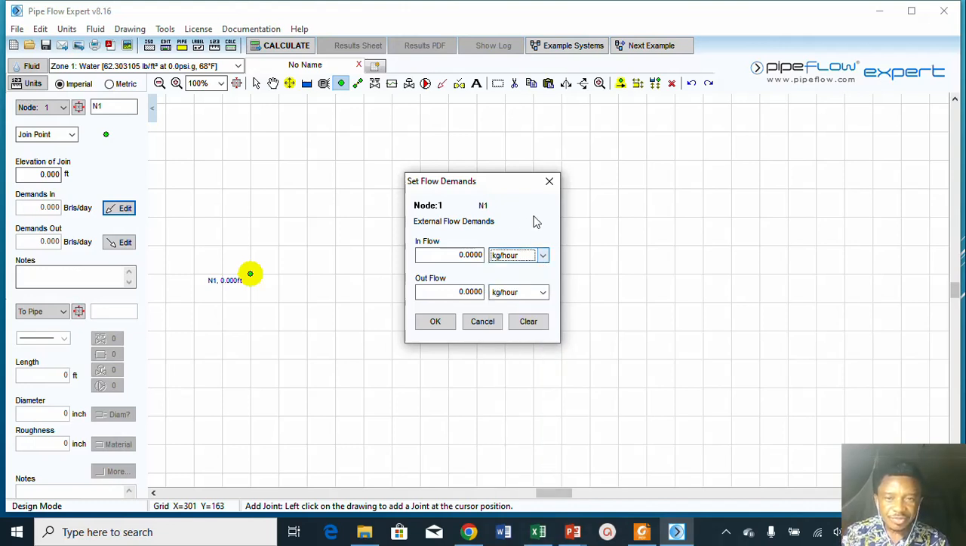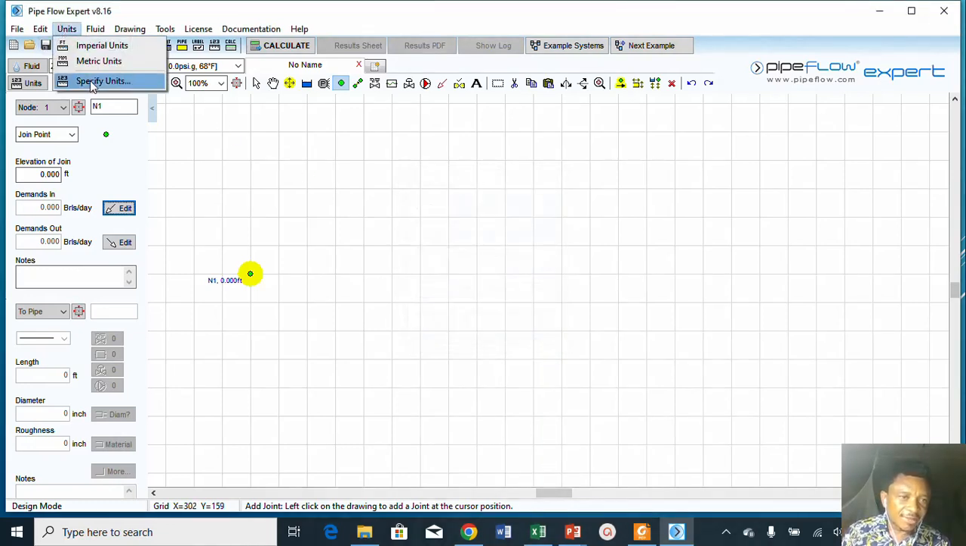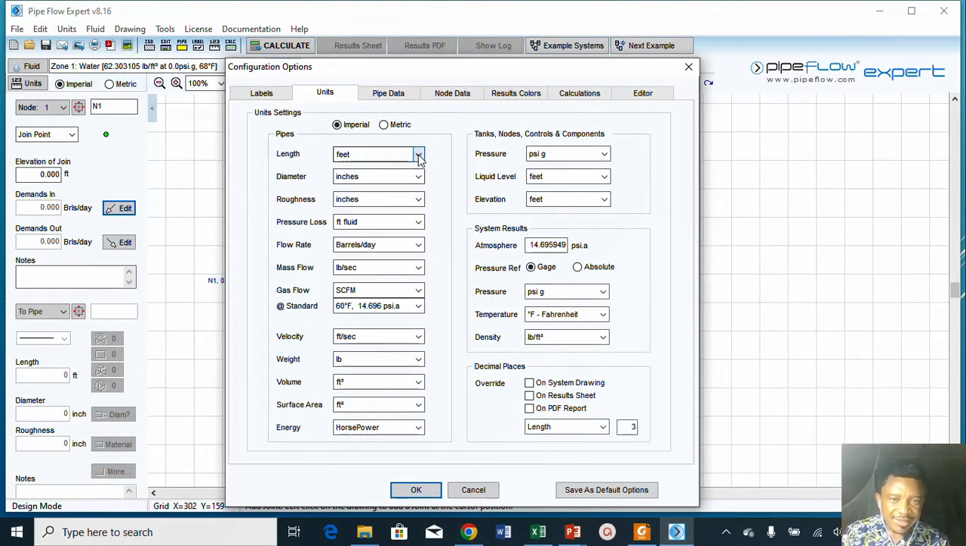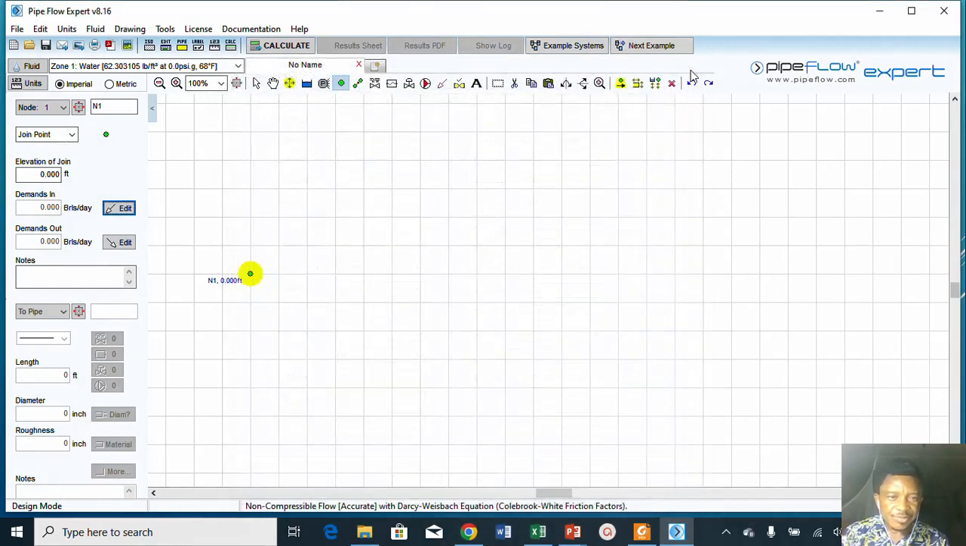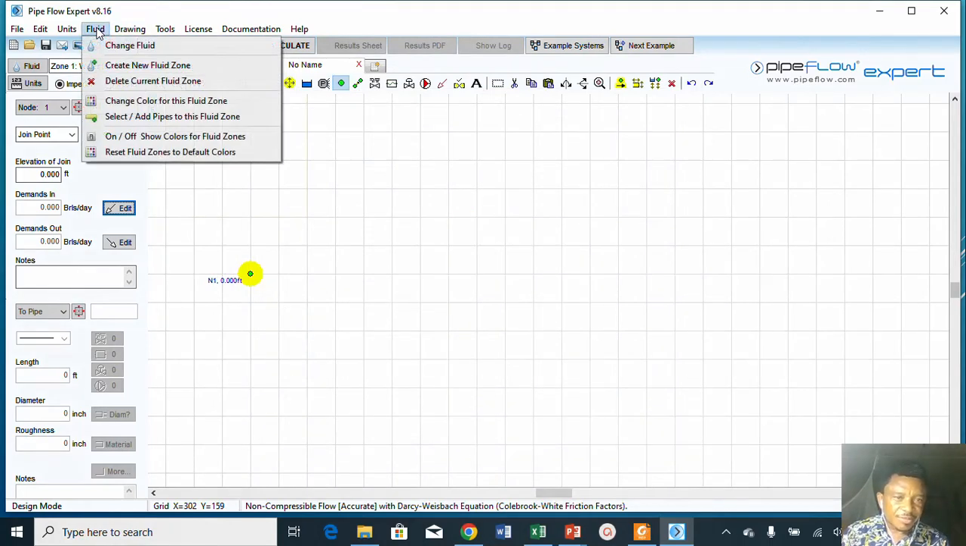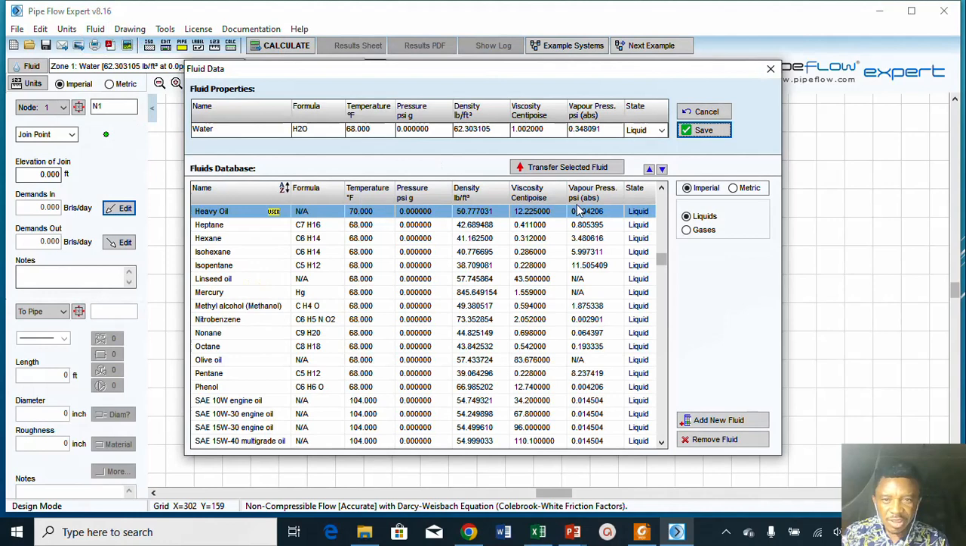And again, if you look at the units, for the length, there is no miles. So the closest we can change to is feet. So we're going to change the length to feet. Again, the viscosity is in centipoise, so we need to change the viscosity from centistokes to centipoise. So that is all we needed to do.